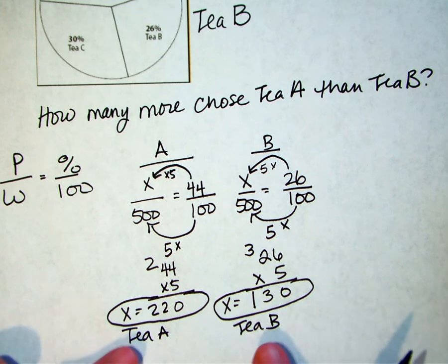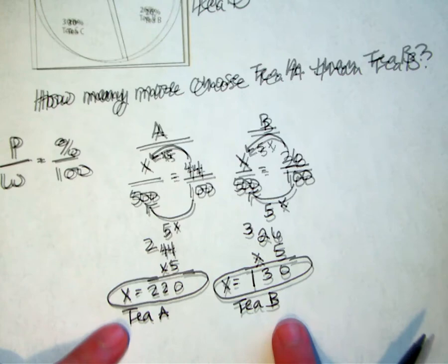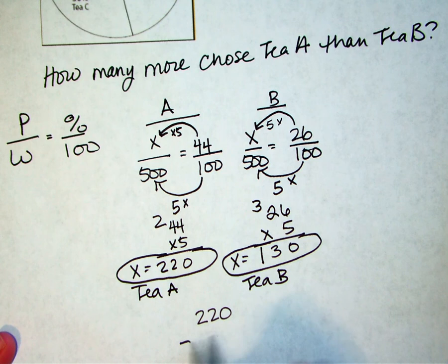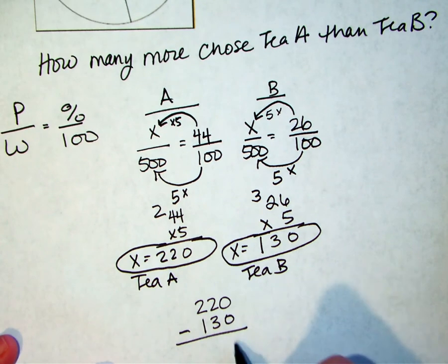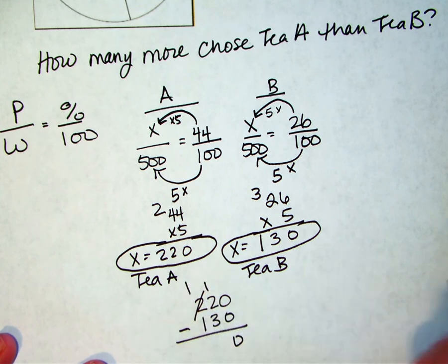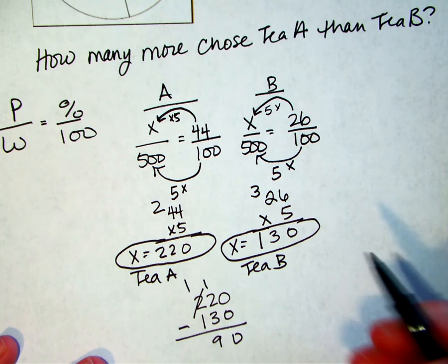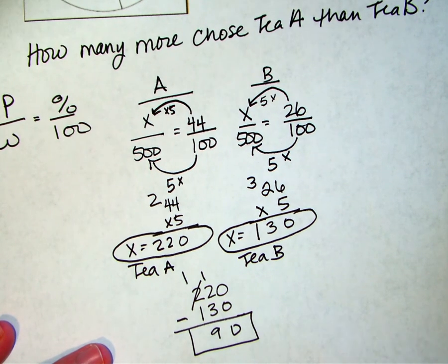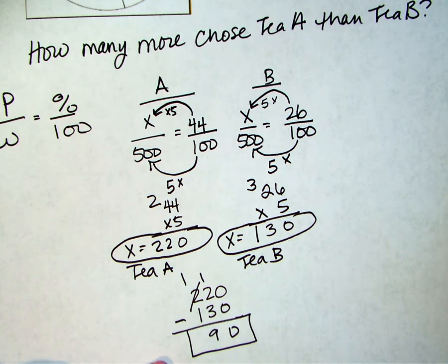And since it's asking how many more chose TA than TB, the last step would be to subtract. So you take your 220 minus your 130. So this would be 0, and you have to borrow. That becomes 12. 12 minus 3 is 9. So 90 is your answer.